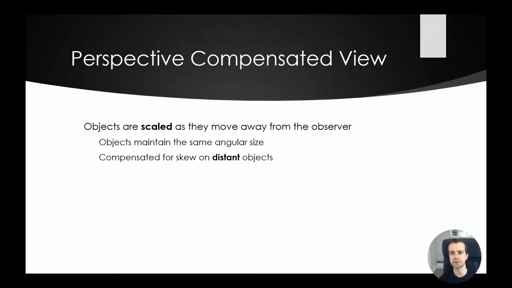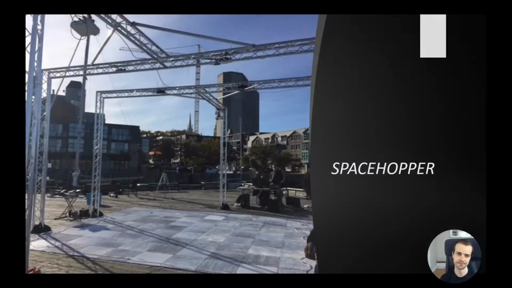To evaluate perspective compensated view, we created an interactive experience called SpaceHopper. In interactive experiences, we need to track our players. To do so, we had 4 overhead Microsoft Kinects. We project on the floor using 2 stacked short throw projectors to remove shadows, and we have a large display surface of around 30 square meters.